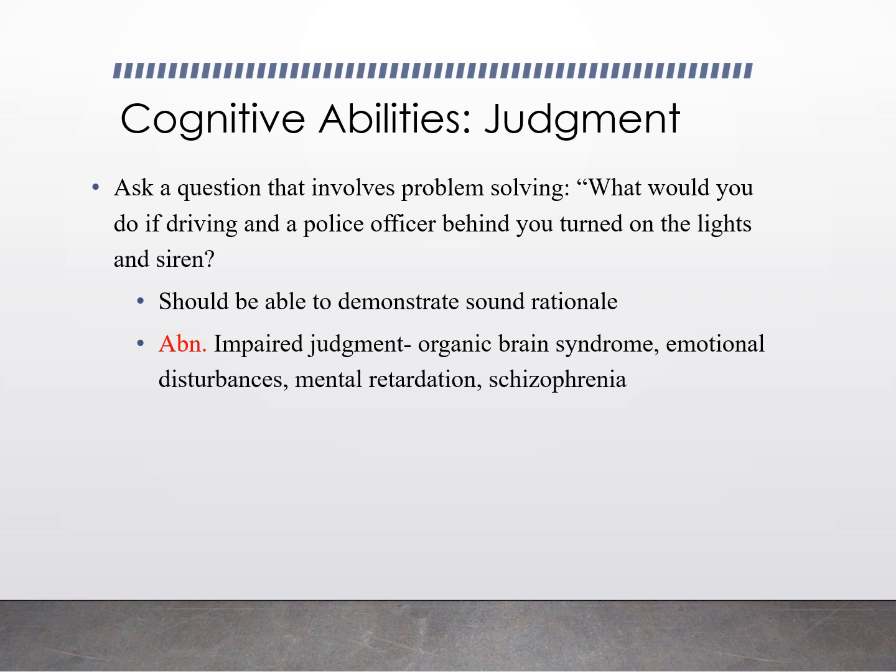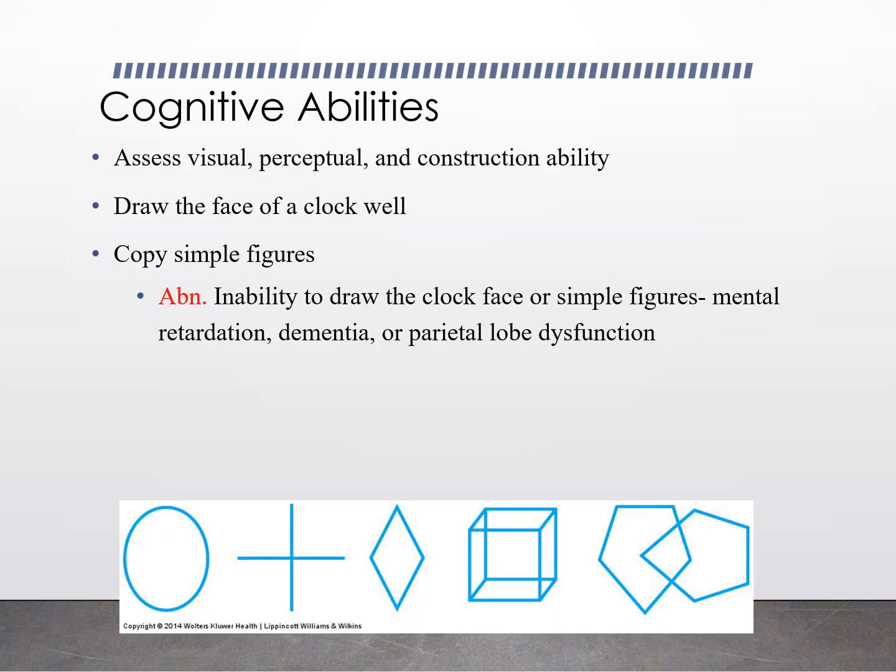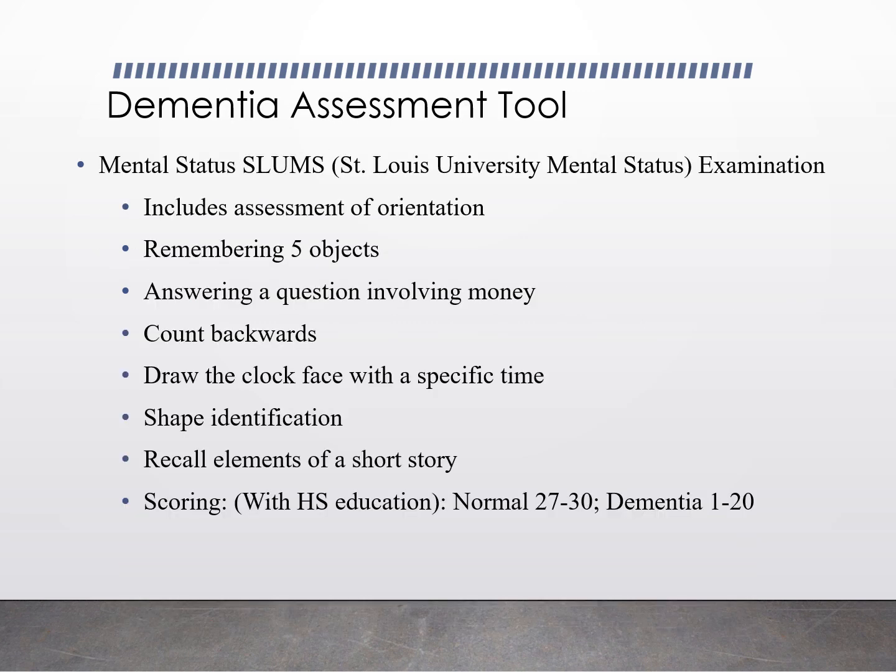Those are judgment questions. Some other cognitive abilities are visual perceptions. And on the SLUMS exam, you'll see where we ask the patient to draw a circle and then we ask them to draw a clock. And they want you to draw spatial numbers for 1 through 12, and then we'll draw the big hand and the little hand for a time. So a dementia assessment tool includes these pieces. This is the SLUMS.